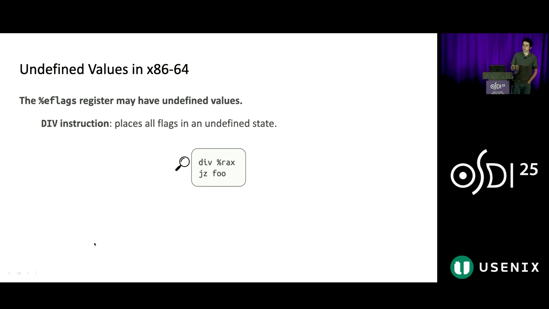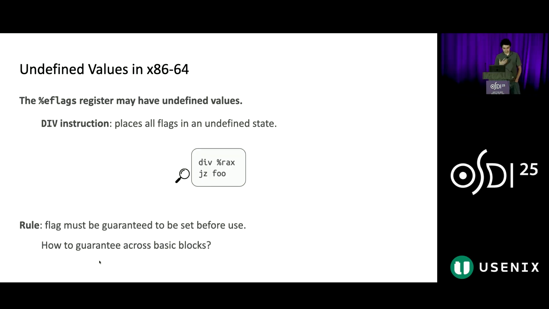So getting back to the example of the jump of 0, the EFLAGS register can have undefined values. The divide instruction is one example of an instruction that puts every arithmetic flag into an undefined state. So if we look at the jump of 0, it is now reading some undefined value, so it could be non-deterministic. We need a rule that the flag must be set to a defined value before it's used.